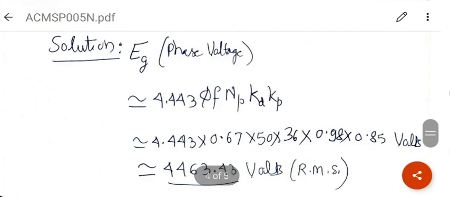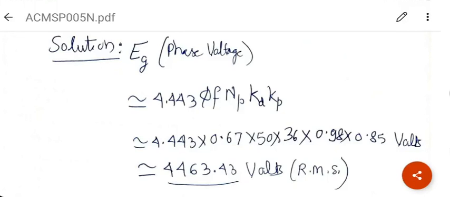So you use this equation which I have given you in the past. This equation gives you phase voltage, magnitude. 4.443 phi F NP KD KP. Phi is given as 0.67 Weber, F is 50 Hertz, NP is 36. KD and KP are given. Plug in the values. You should get 4463.43 volts. And this equation is supposed to give you RMS value.